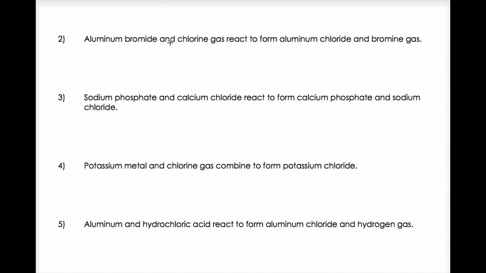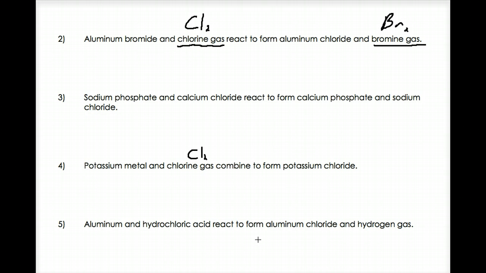All right, number 1, aluminum bromide and chlorine gas react to form aluminum chloride and bromine gas. The first thing that should jump out is that chlorine is diatomic, bromine is diatomic. Okay. Reading number 2, sodium phosphate and calcium chloride react to form calcium phosphate and sodium chloride. No diatomics. Number 3, potassium metal reacts with chlorine gas. Diatomic. Combined to form potassium chloride.